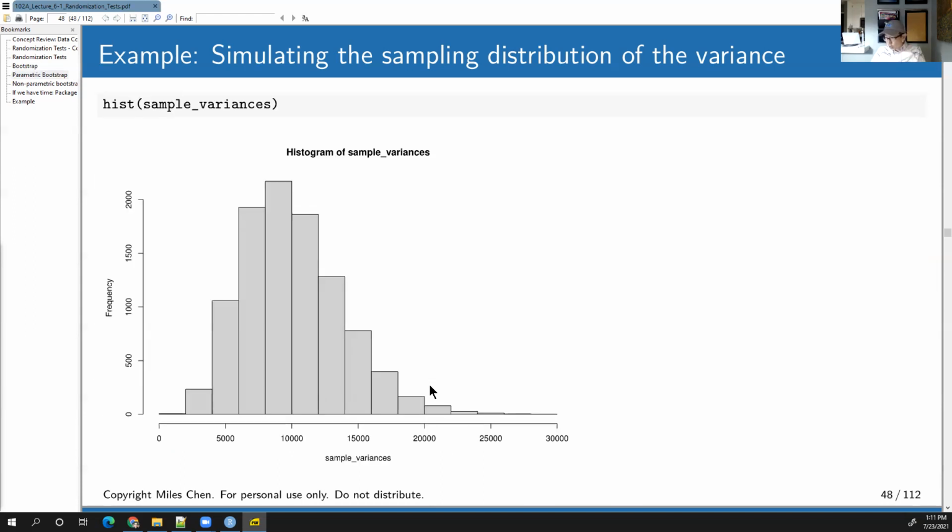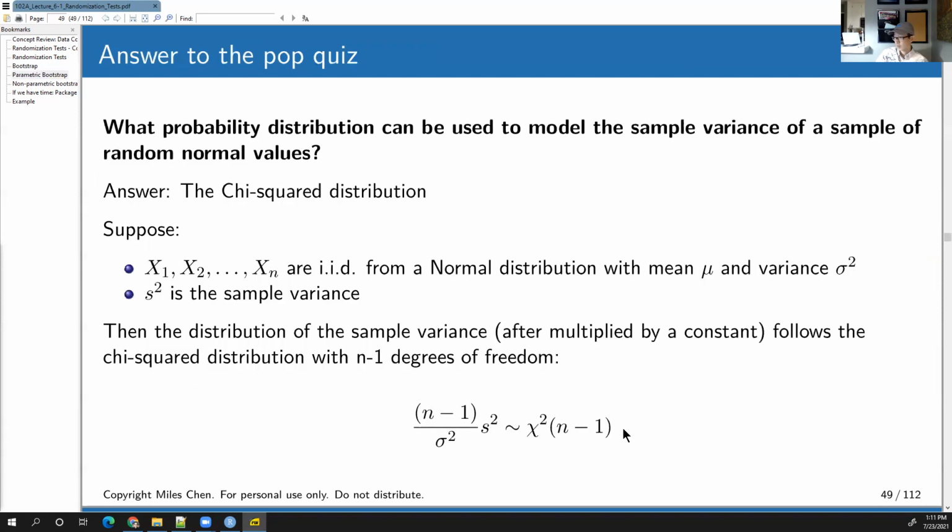And this is what the distribution looks like. It has this shape. So again, the question was, what theoretic distribution can be used to model the sample variance of a sample of random normal variables? The answer is the chi-squared distribution, right?